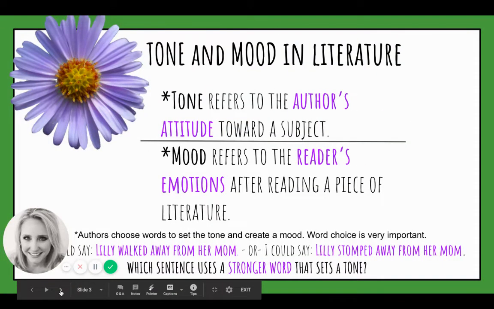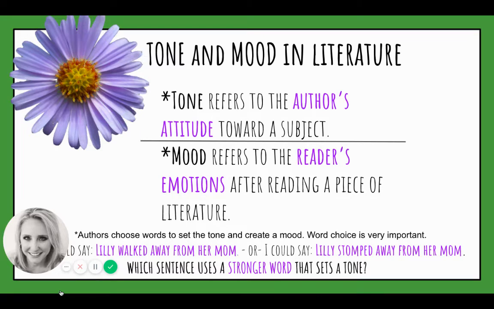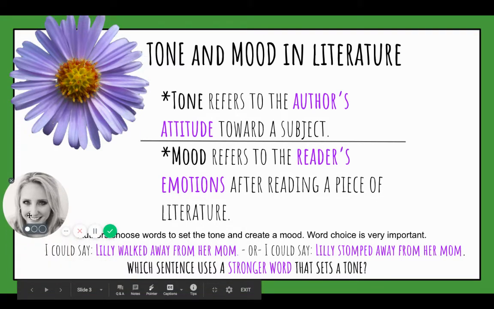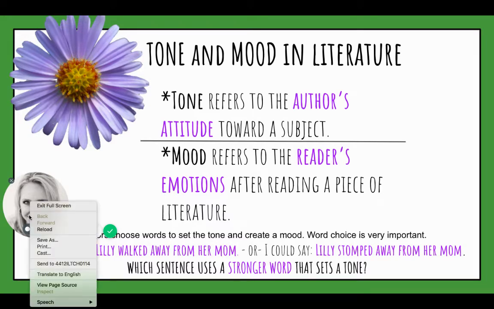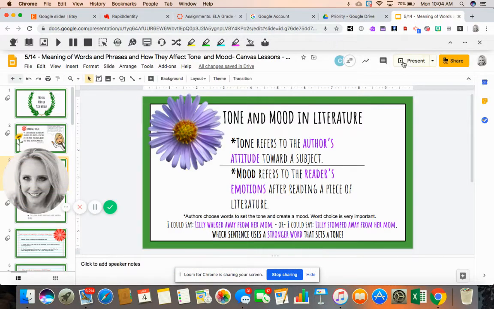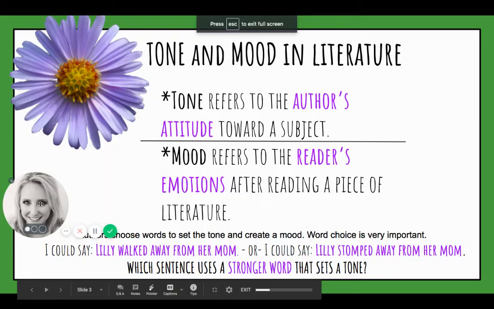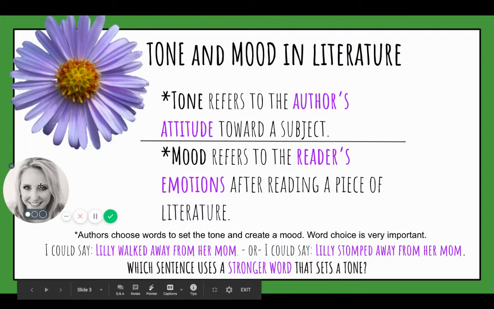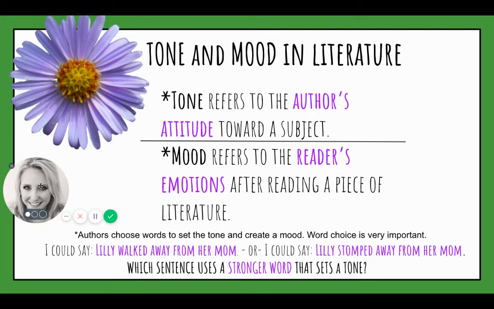What is tone and mood in literature? Tone refers to the author's attitude toward a subject. Mood refers to the reader's emotions after reading a piece of literature. Guys, authors choose words to set the tone and create a mood. And word choice is very important.